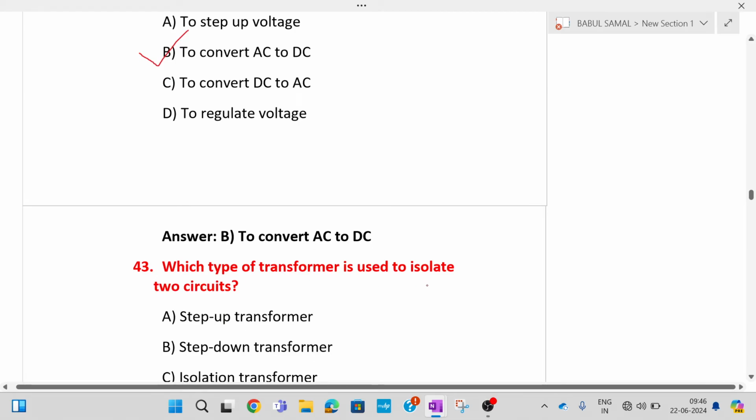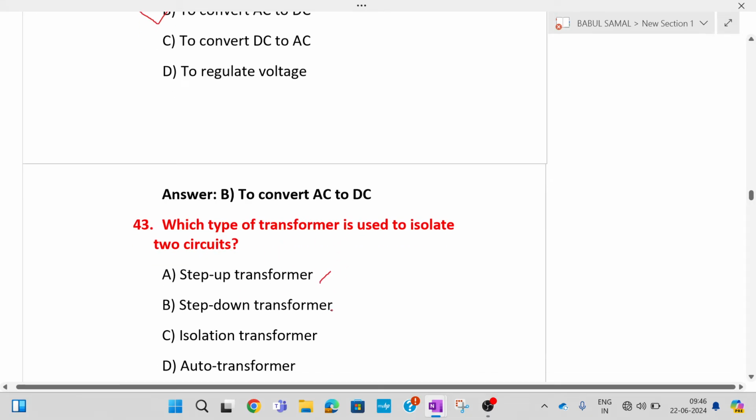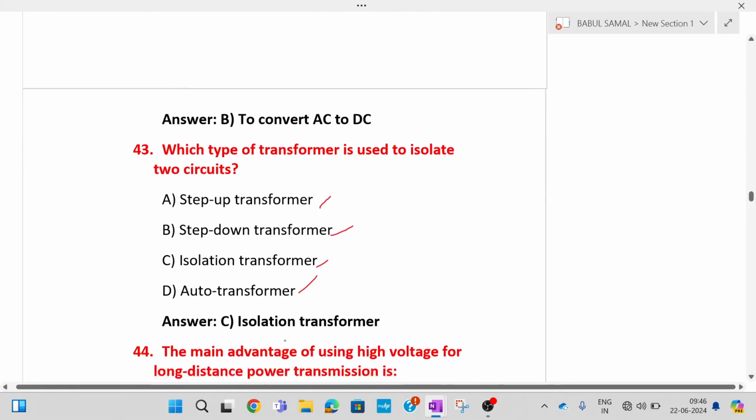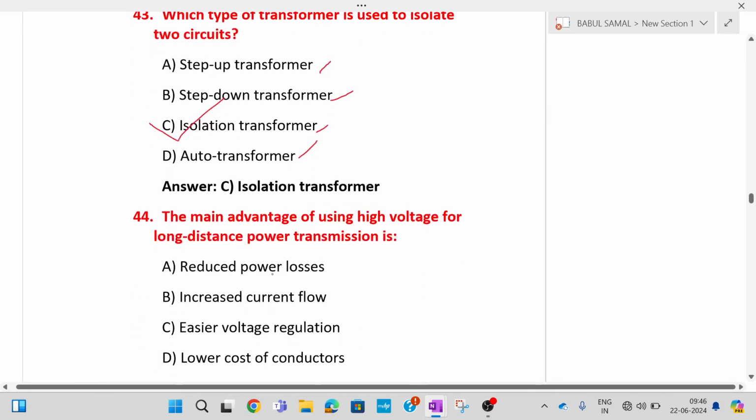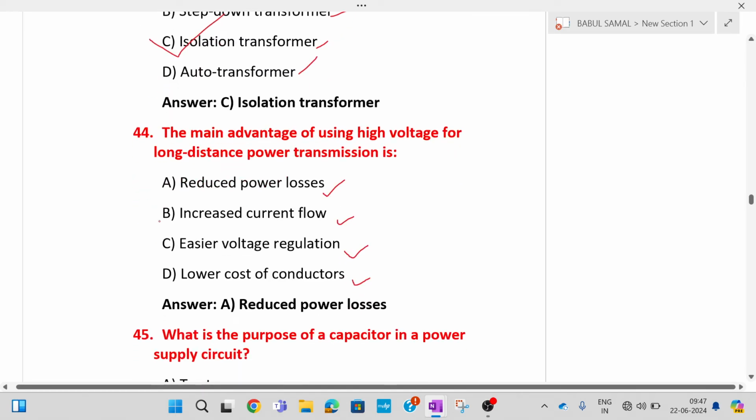Which type of transformer is used to isolate two circuits? Step up transformer, step down transformer, isolation transformer, auto transformer. So here isolation transformer will be used. Next question, the main advantage of using high voltage for long distance power transmission. Options are reduced power losses, increased current flow, easier voltage regulations, lower cost of conductors. The correct answer will be reduced power losses. The main advantage of using high voltage for long distance.